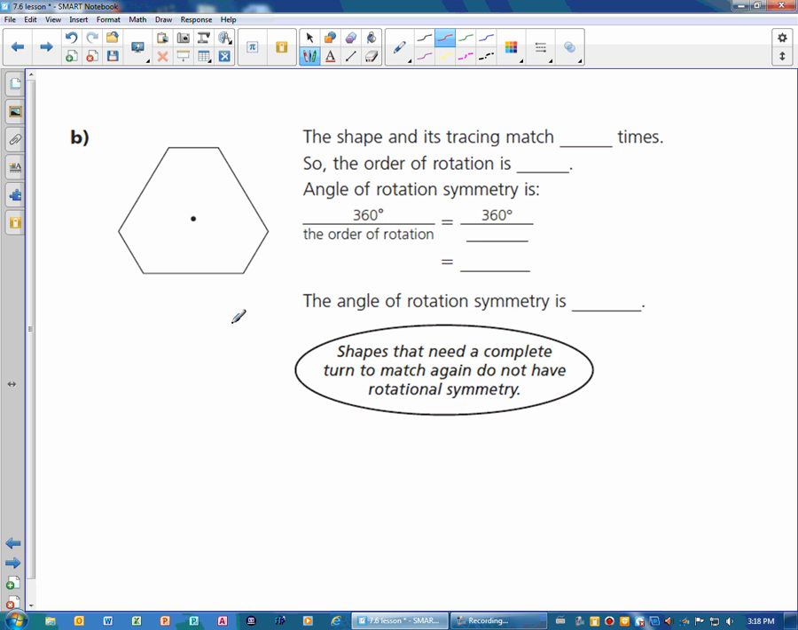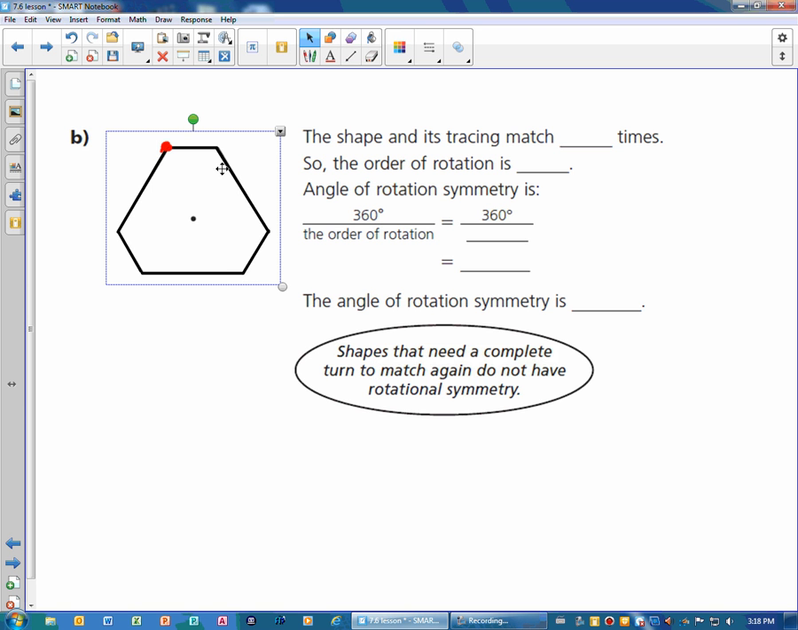Okay, so what about this shape? What do you think? If you aren't sure, trace it, and then trace it on top of itself. Looks to me like 3, because it looks fairly regular. 5, 6, and then I'm going to draw that dot just so I've got my starting point. Okay, I'll draw my dot here. I'm going to connect my points.